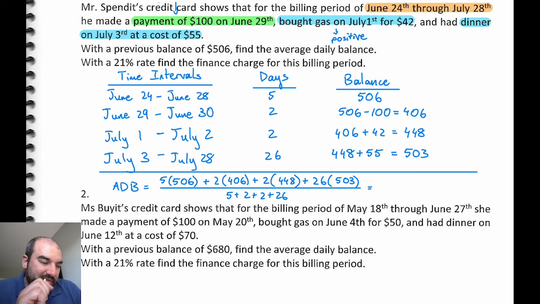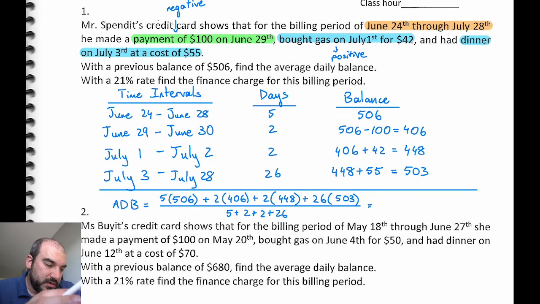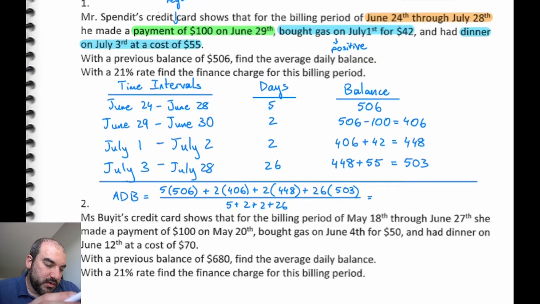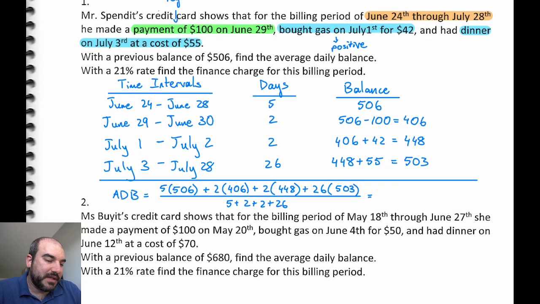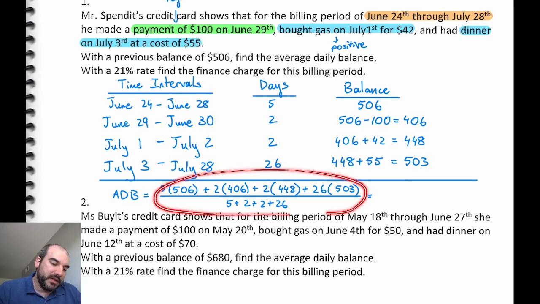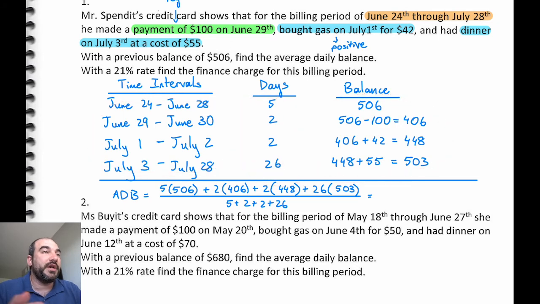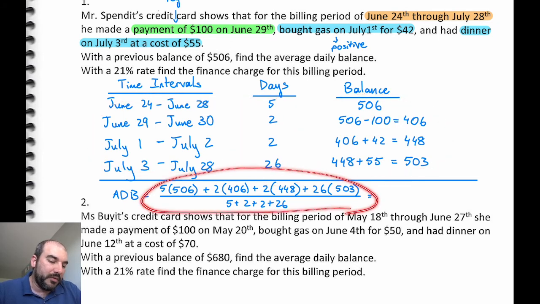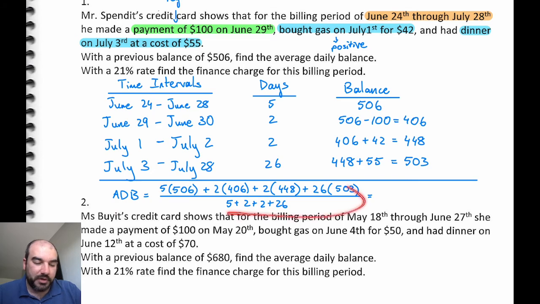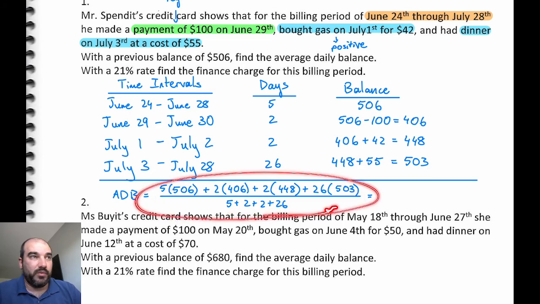In the situation of an exam, I think I would want to see this answer, and then the rest of it would just be plugging into a calculator. So as long as you know how to do the time intervals, you know how to count the number of days, you know how to calculate the balance for each interval, and then you know the formula for calculating average daily balance, you could stop here and say that whatever this answer is would be the average daily balance.